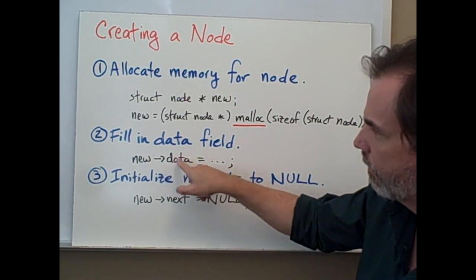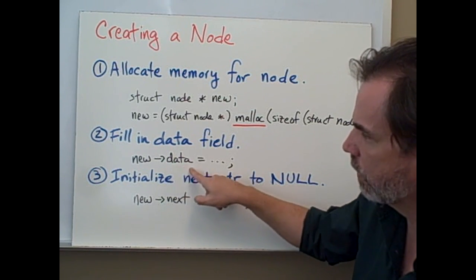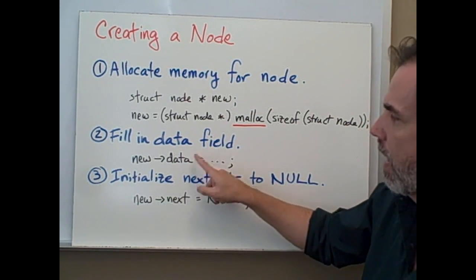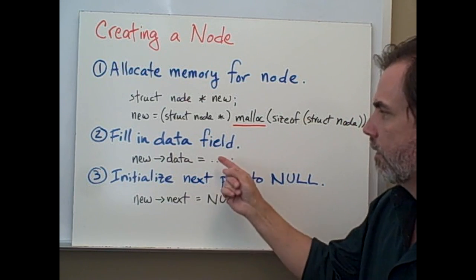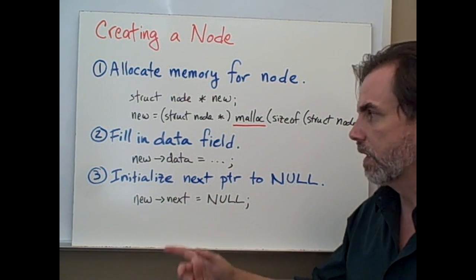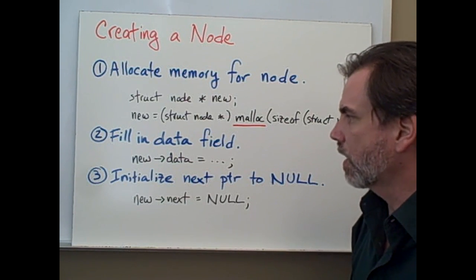Assuming it's not null, we need to then, number 2, fill in the data field. So whatever we need to do to fill in this field. In a lot of cases, it's just an assignment, if it's an int or a float or something. If it's a string, we would do string copy. Whatever we need to actually put the data that we want into that struct.